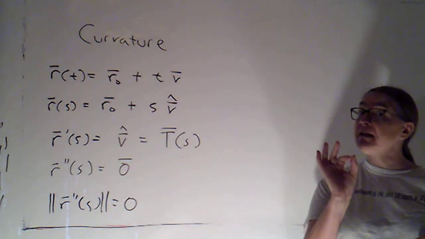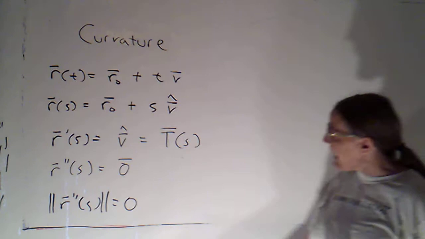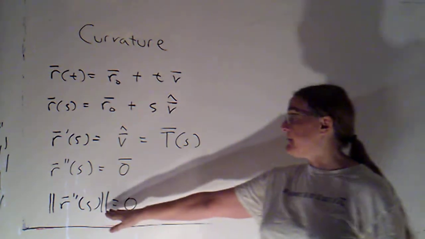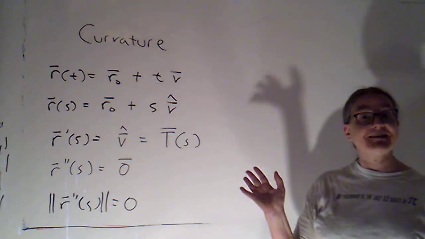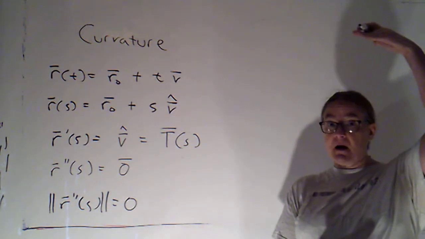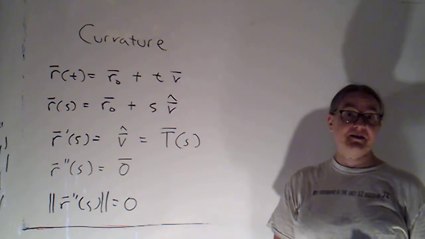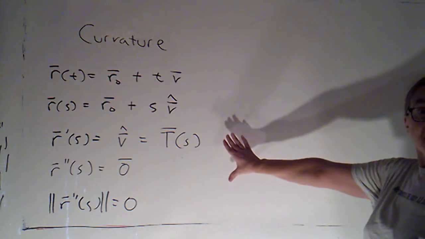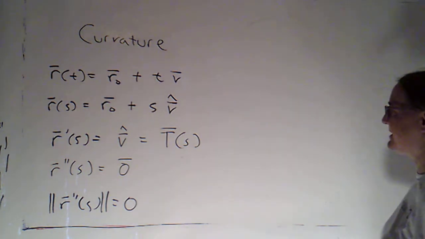Notice curvature is a number, okay? And it's always going to be a non-negative number because it's a magnitude. So there's no such thing as having negative curvature. What we're going to see is that the bigger the number is, the bigger the curvature is. Okay, so curvature of a line is 0. Fabulous, that makes some sense to me.